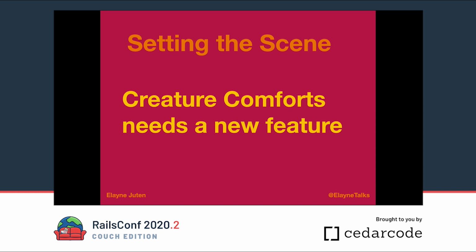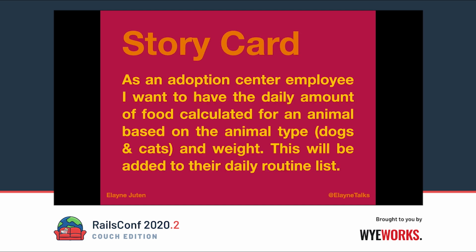So the local humane society wants to add a feature that allows for food to be calculated and added to that daily list. So they'll see like, Walter needs a walk and also needs 2 scoops of dog food. So the story card that we receive is this. As an adoption center employee, I want to have the daily amount of food calculated for an animal based on the animal type, which in our case is dogs and cats, and weight. And this will be added to their daily routine list.